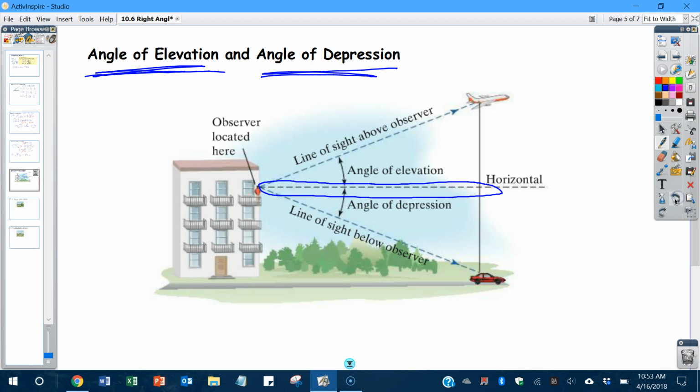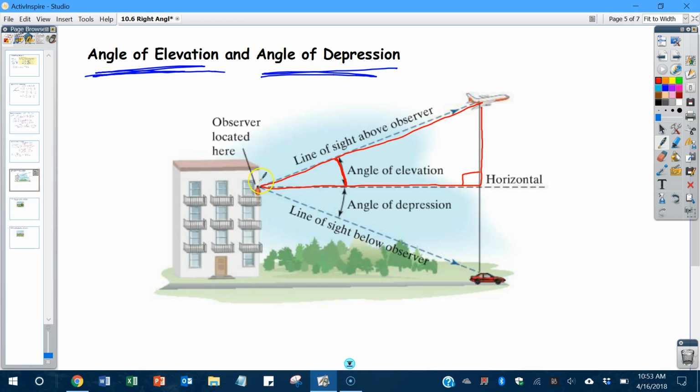Okay, so let me kind of erase my scribbles. Do you kind of see how this forms a right triangle? So here's a right triangle. There's a right angle here because it's parallel to the ground. So that's straight up. That's parallel to the ground. So it's a right angle. This angle here is called the angle of elevation.